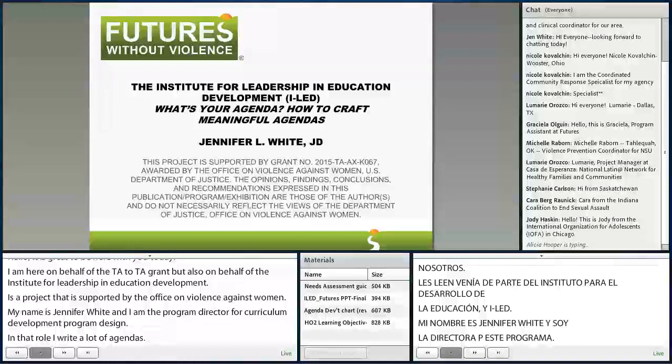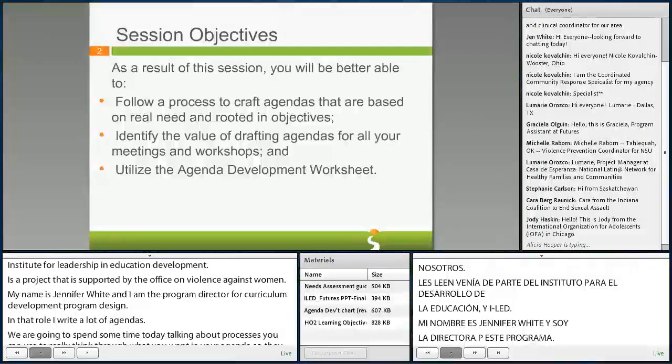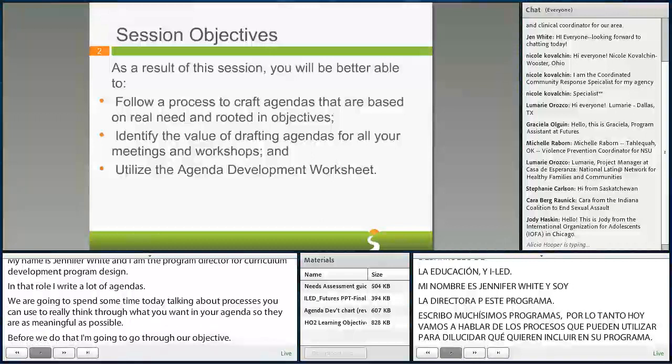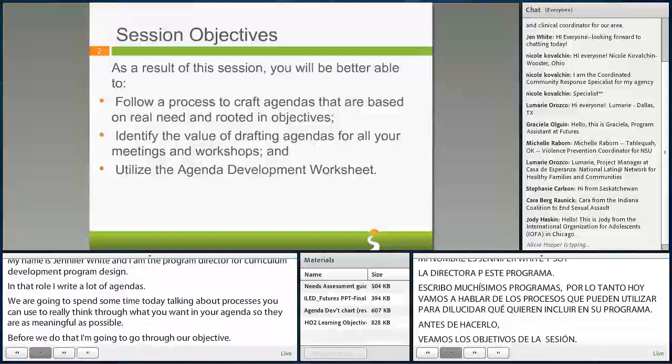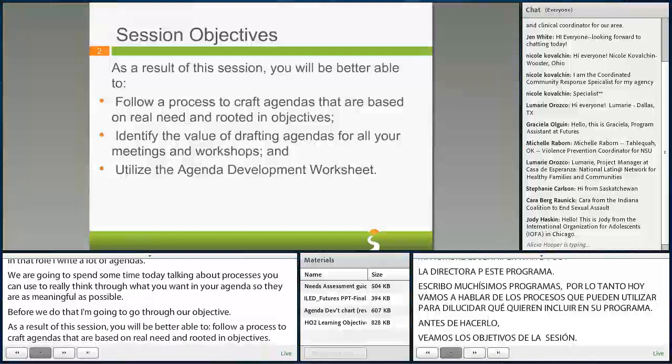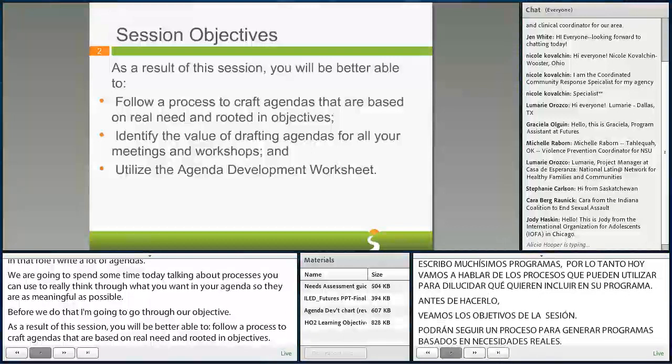Before we do that, I'm going to go through our objectives. As a result of this session, you will be better able to follow a process to craft agendas that are based on real need and rooted in objectives, identify the value of drafting agendas for all your meetings and workshops, and utilize the agenda development worksheet.